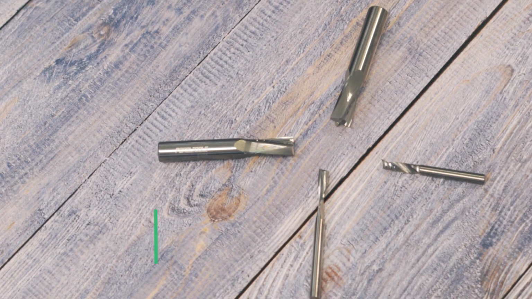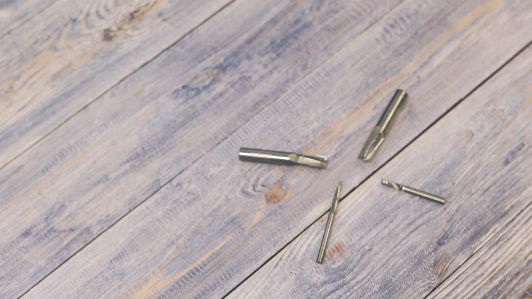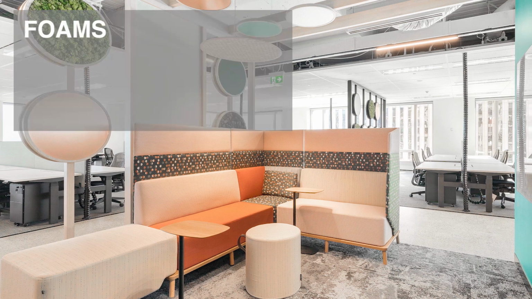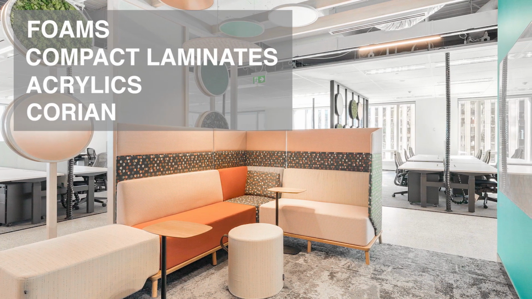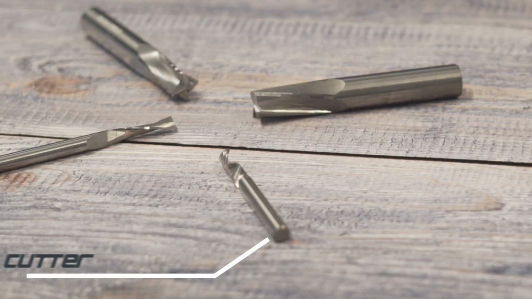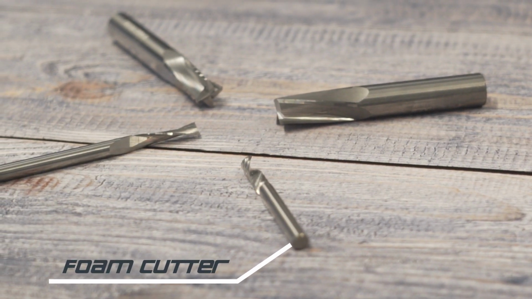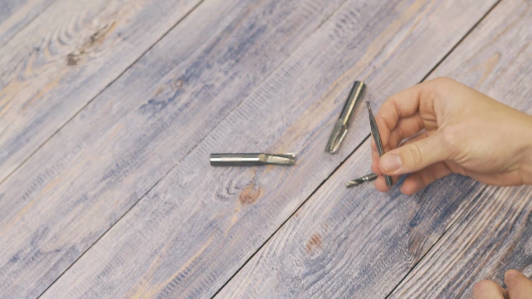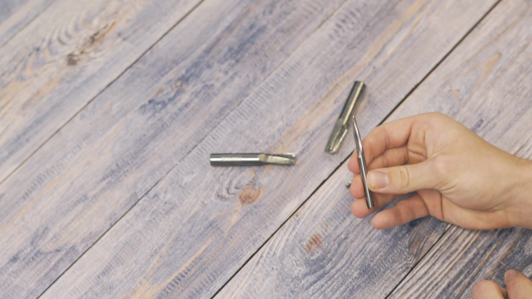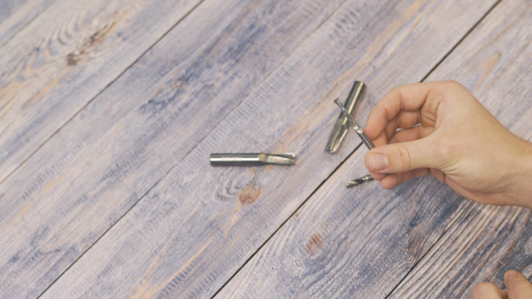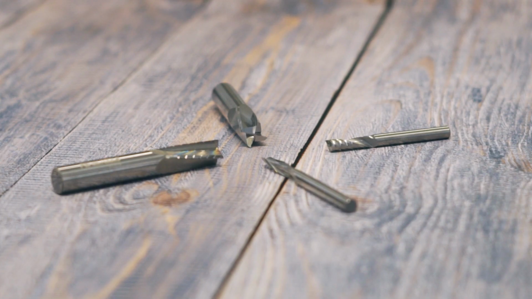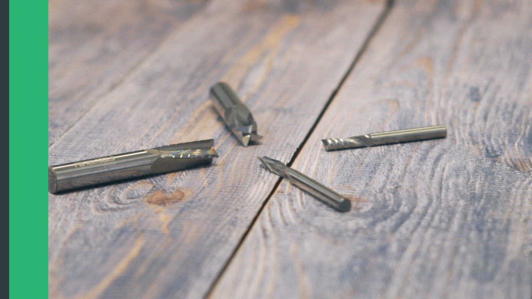Plastics is a very broad group of materials. It's anything with a polymer base, anything from foams, compact laminates, acrylics, or Corian is a type of plastic. For instance, take this cutter. This is a foam cutter for EVA foam. It has a low helix angle and polished flutes, which allows it to cut through the material without tearing out or the plastic melting to the edge.